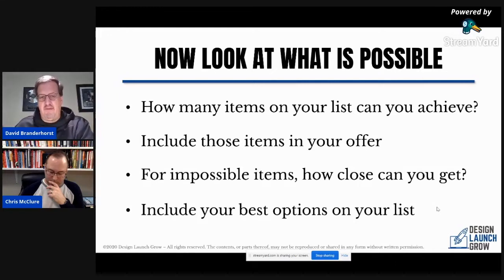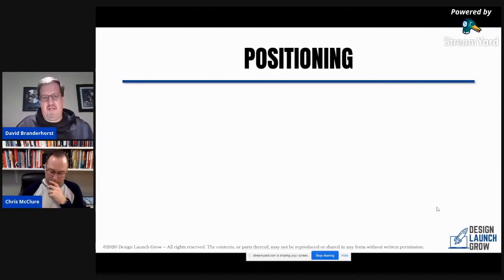This is in the world that I live in, this is the best solution that I can get. It may not be the perfect one out there, but it's the absolute best that I can. And then include that in your offer. Include those items on your list of what you're going to offer your customer.